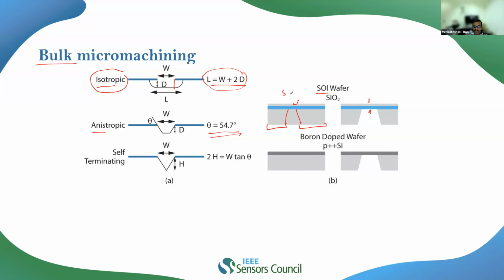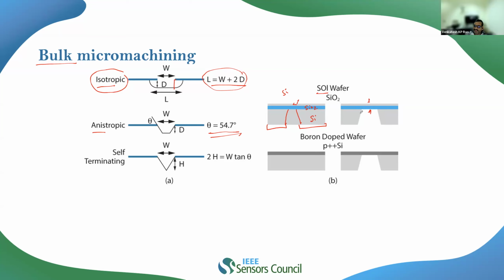The top one is silicon, this is an oxide, and this is again silicon. This is a silicon sitting on top of an insulator. That's why it's also called silicon on insulator. Now, as we know, the etch rate of oxide is very, very small in comparison to silicon. That's why the etching will terminate whenever it reaches the oxide here.